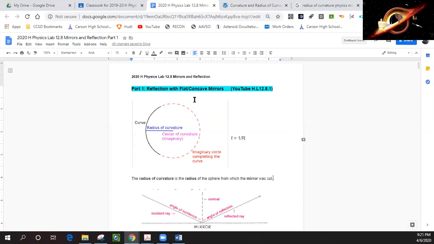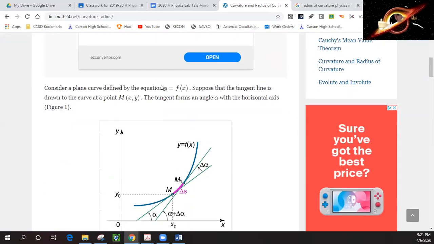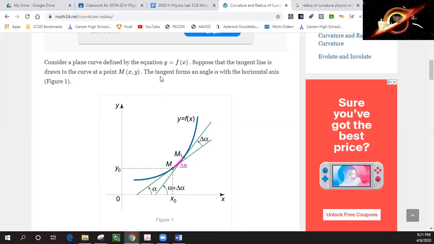Okay, so anyways, part 1 here is called reflection with flat and concave mirrors. Now here, imagine a circle, and this of course we would normally know to be the radius of a circle, but in terms of mirrors, this is called the radius of curvature, and this is called the center of curvature, imaginary. Now take a look at radius of curvature. Let's see what that really means. So up here, calculus. Radius, curvature, and radius of curvature. It says here, consider a plane curve defined by the equation y equals f of x. No, I'm just joking. We don't have to worry about this.